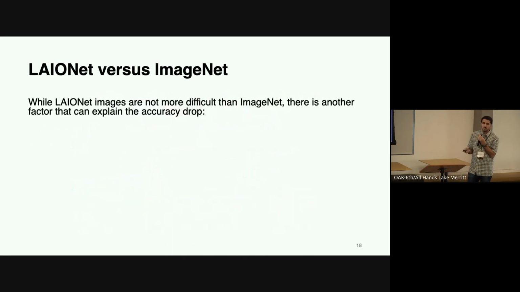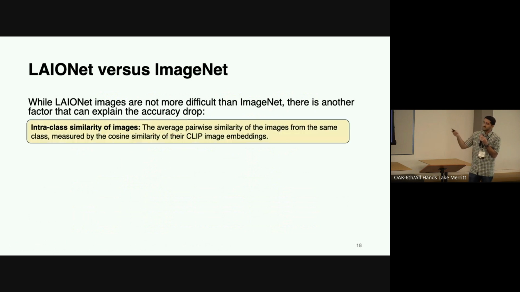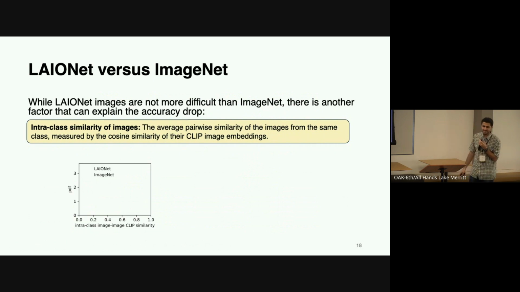So why is it the case? Why is accuracy down on LionNet? We claim this is because of the diversity of the images in LionNet, and we formalize that by measuring some sort of intra-class similarity of the images, which is the average pairwise similarity of their CLIP image embeddings. That's a very intuitive way to measure diversity. And we actually show, okay, none of the figures are appearing here.